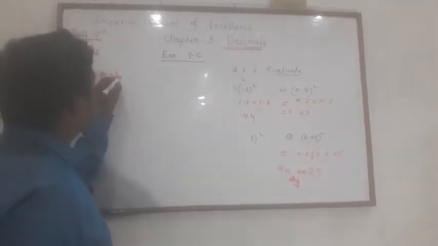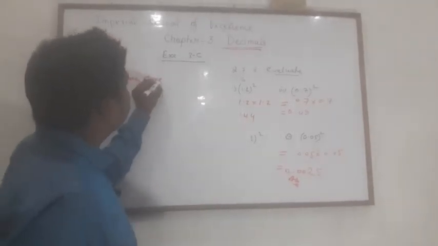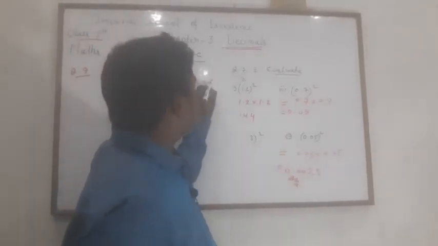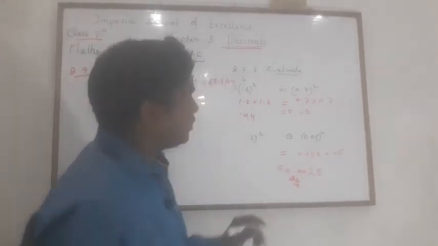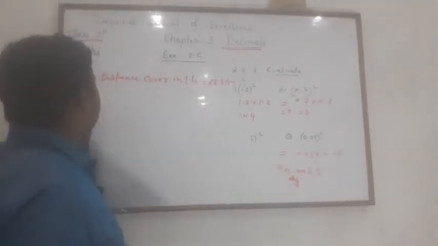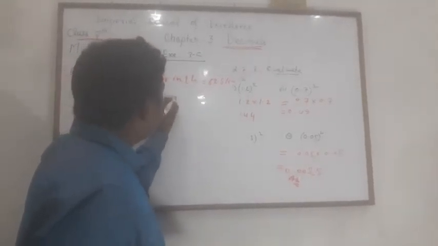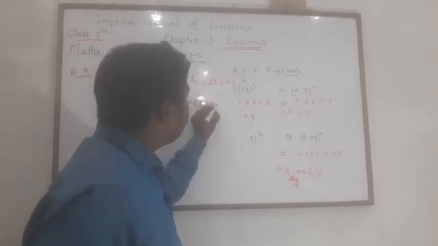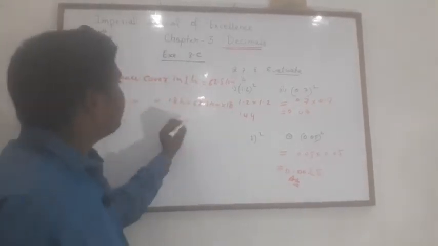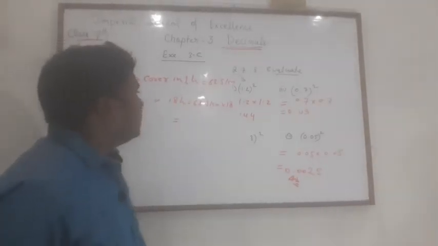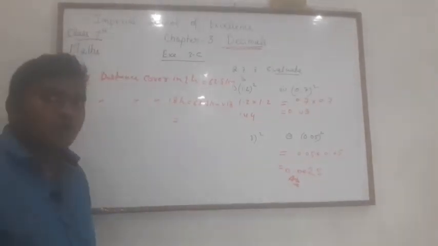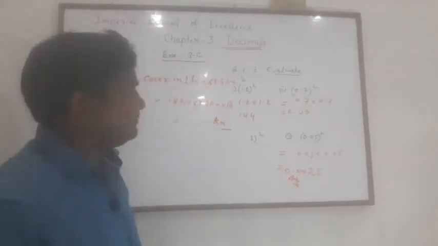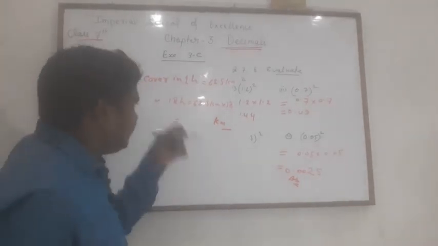Distance covered in 1 hour is equal to 62.5 kilometer. Okay. So distance covered in 18 hours is equal to 62.5 kilometer into 18. So we have to just multiply these two numbers, and this will be our answer. Hope you are getting my point. So just multiply, and this will be the answer in kilometer. Okay. So let's multiply it.